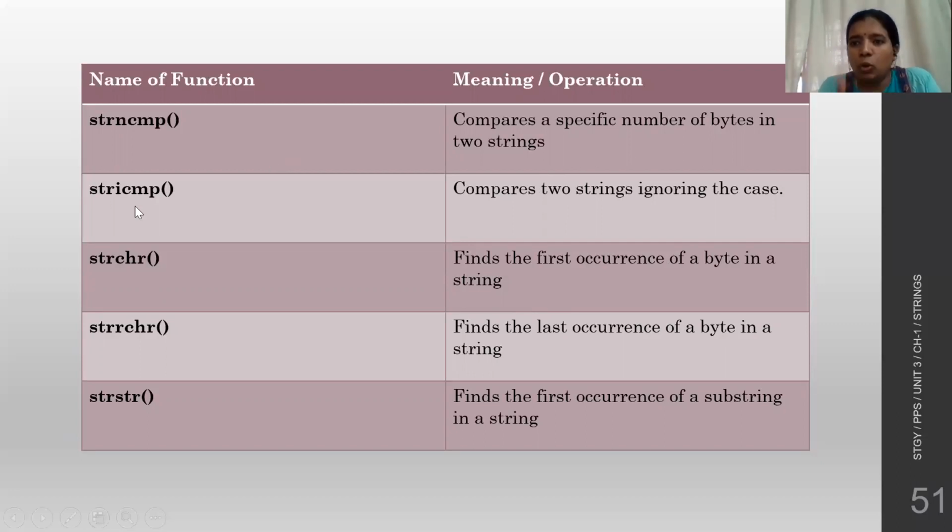stricmp, that is used to ignore the case and compare both the strings. strchr, that is used to determine the first occurrence of a given character in a string. And strrchr, that is used to determine the last occurrence of a given character in a string. And strstr, that is used to find the occurrence of the substring in the main string. So these are a few functions available in string.h, which are used by the programmer to solve problems.